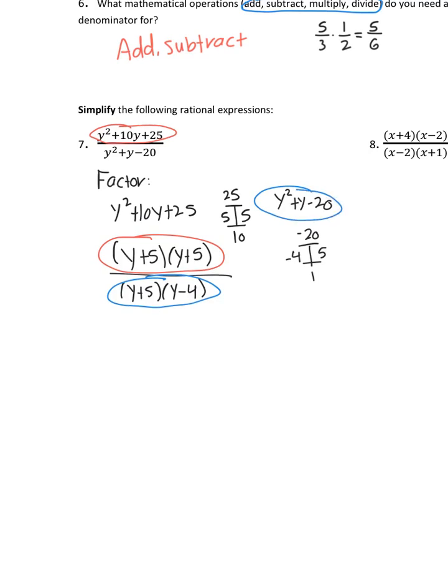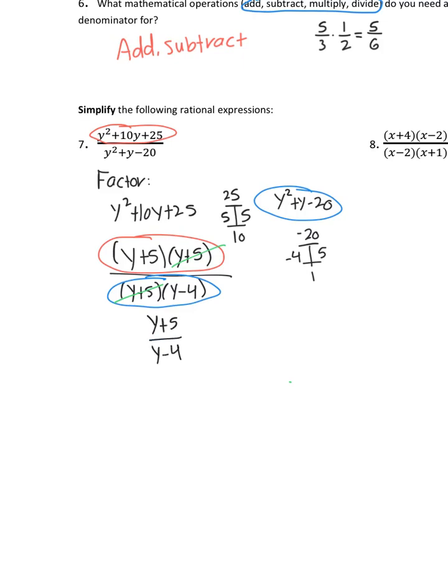Okay, there's no flipping, multiplying and flipping here because there is no second fraction that you're dividing by. It's just one fraction that has the division in between it. Okay, so now we look for things that we can cancel. I can get rid of this y plus 5 and this y plus 5, and I'm left with y plus 5 over y minus 4.